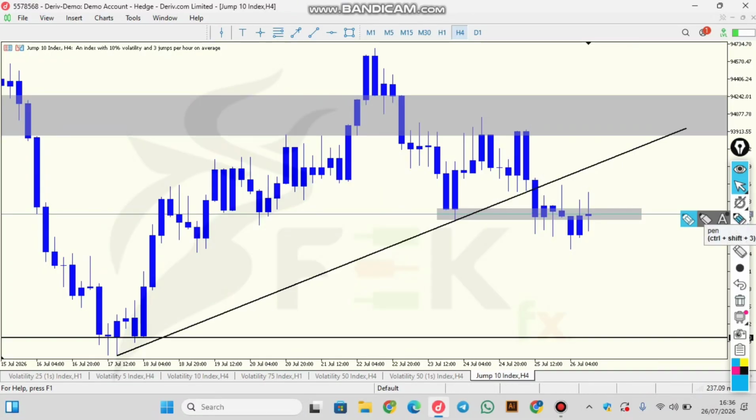So these are the pairs you'll be looking out for in the course of this week. And you have to be patient enough to let this market come to you. Don't chase it, because remember, we don't chase the market. We let the market qualify itself.